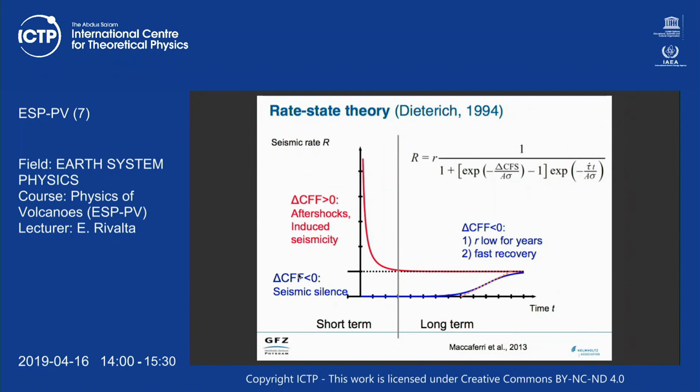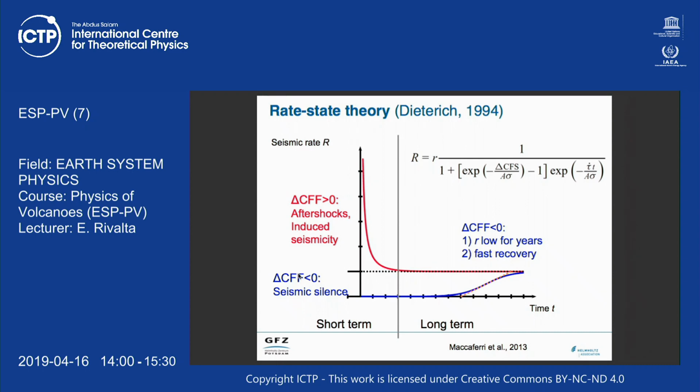Okay, let's have a look at this. This is the equation that you get if you have a step change in Coulomb stress. So basically what this equation tells you is that this is the local seismicity rate, which will be equal to the background seismicity rate, so the seismicity rate you had before, times this function where this is the Coulomb stress amount that you have.